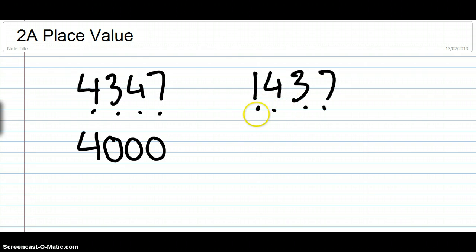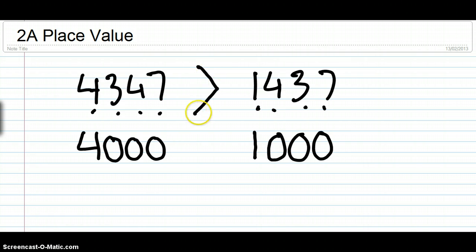This number over here only has a 1 in the thousands column, the first column. Remember, we look at the first column first in the number, that's the biggest column, and it's only got 1,000 in that first column. So 4,000 is clearly bigger than 1,000, so this number is the winner.